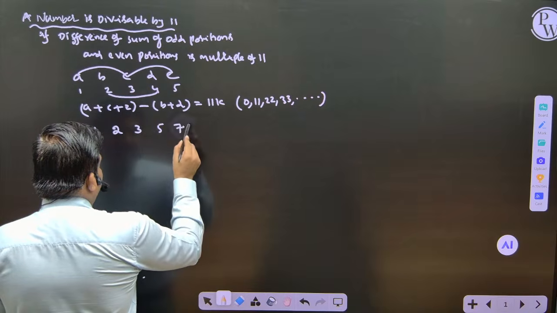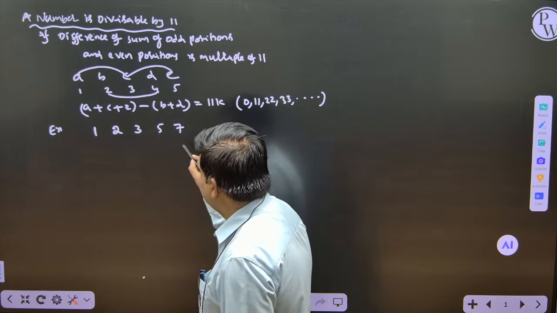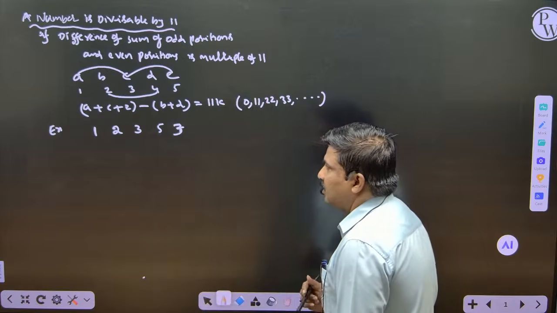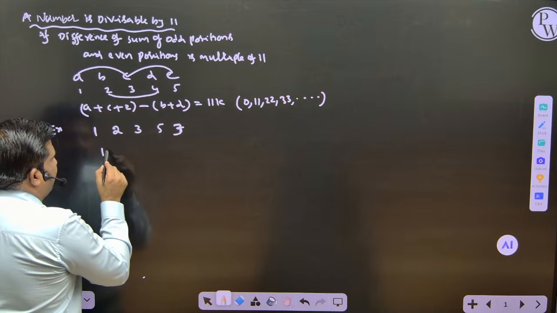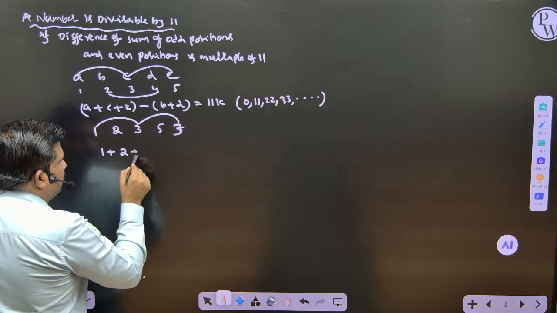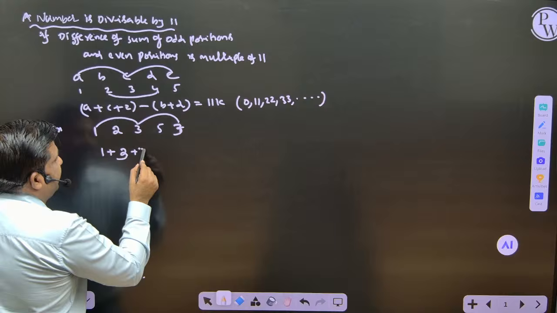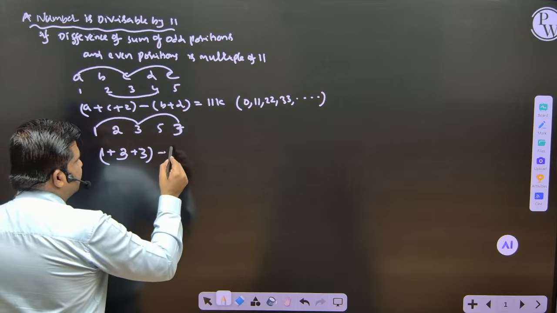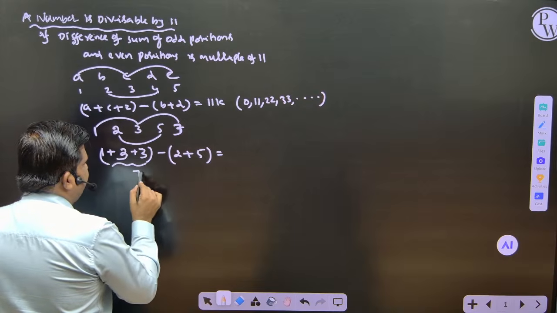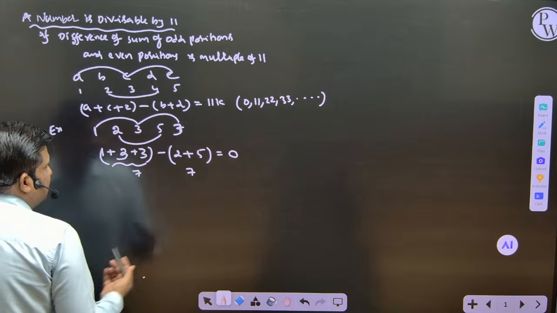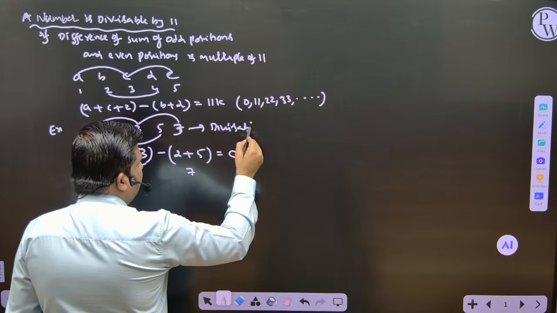Now if you see the example here, 1, 2, 3, 5, 3, 1, 3, 3, you take here. So what are the odd positions here, and what are the even positions? The sum of odd positions is 1, 3, 3, which is 7, minus the sum of even positions 2 plus 5, which is also 7. 7 minus 7 is 0. So 0 is divisible by 11. That's why this number is divisible by 11.